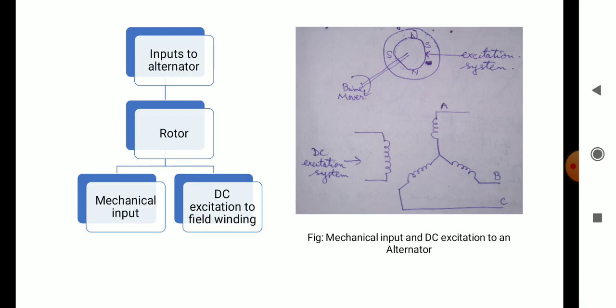Here in the diagram we can see a star connected three-phase armature winding in which each phase coil is displaced by 120 electrical degrees in space. As these three-phase coils are displaced by 120 electrical degrees in space, because of this reason we are getting a three-phase voltage which is displaced in time.